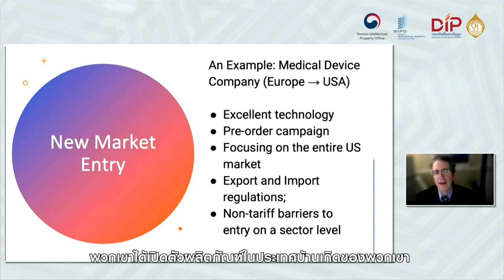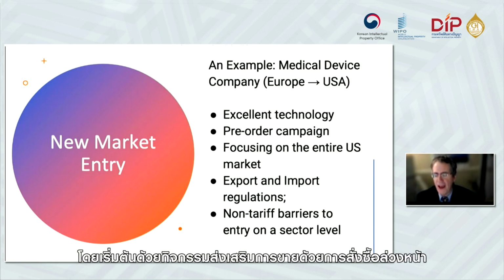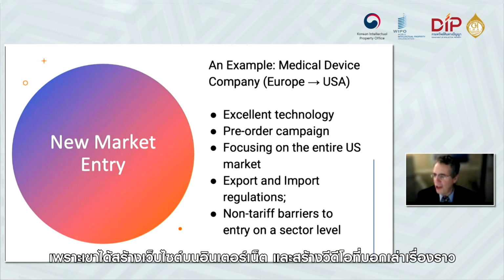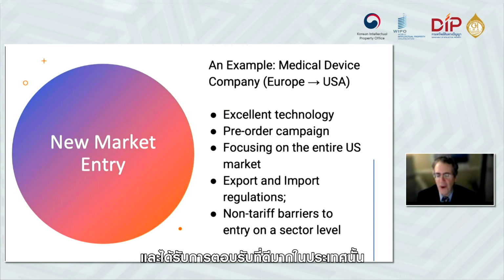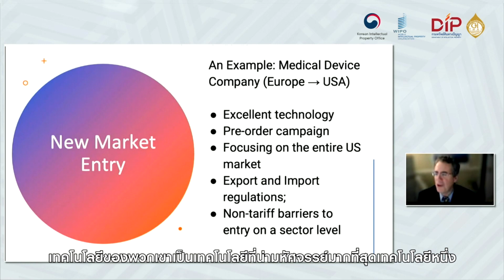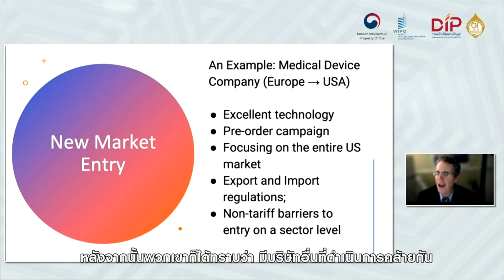And they had, in their home country, when they got going, they started off with a pre-order campaign. They put up a landing page on the internet, and they made a video of their device, and they were recognized in their country. They won all these kinds of awards saying that their technology was the most amazing technology going, okay? And they had also heard that somebody else had done something similar.